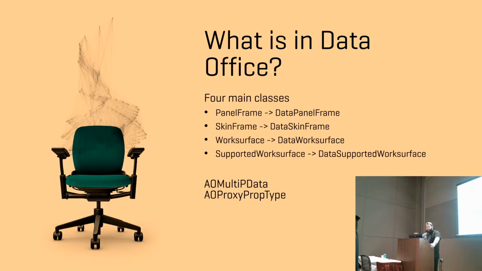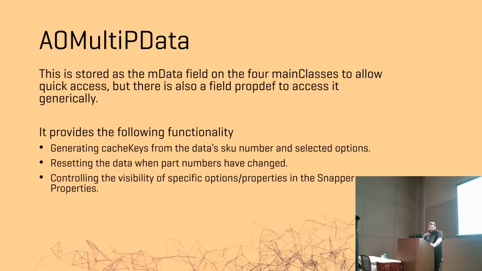So, as I said, the main 4 things in there, we have 4 interfaces on top of panel frame, skin frame, work surface, supported work surface, and they are very cleverly named data panel frame, data skin frame, data work surface, and data supported work surface. Very creative with these names. Now, the 2 other classes I was going to talk about, we have Abstract Office Multi-P data and an Abstract Office Proxy Prop Type. Those are used to facilitate, and I will go into some details on those.